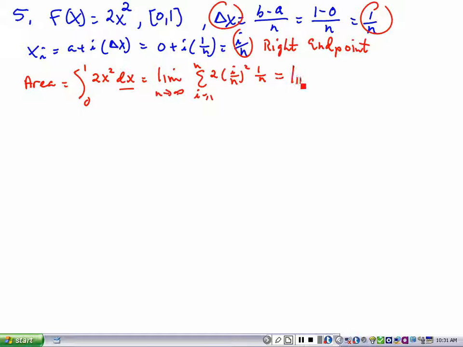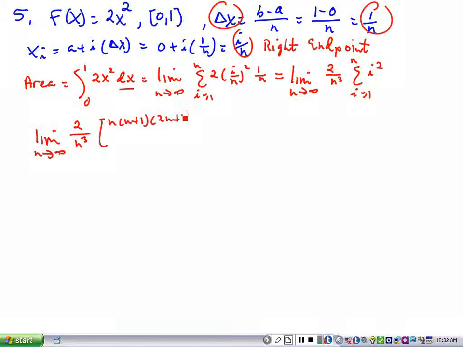So this is equal to the limit as n goes to infinity. We can take the 2 over n cubed out front times the summation as i goes from 1 to n of i squared. Now the summation of i squared, you recall, has a formula. This is the limit as n goes to infinity of 2 over n cubed times the summation of i squared, which is n times n plus 1 times 2n plus 1 divided by 6.